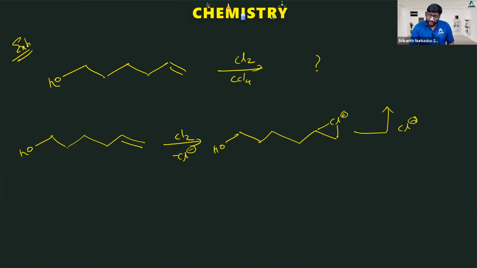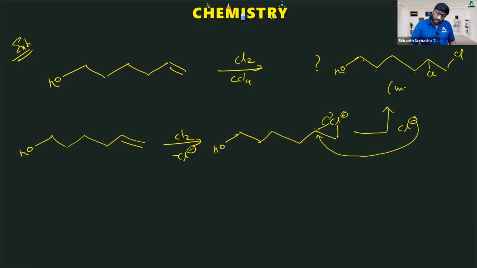Cl minus, again, will attack from the back side. So you cannot say Cl is here and Cl is here. 1, 2, 3, 4, 5, 6. 1, 2, 3, 4, 5, 6. So this is not your major product. This is a minor product.